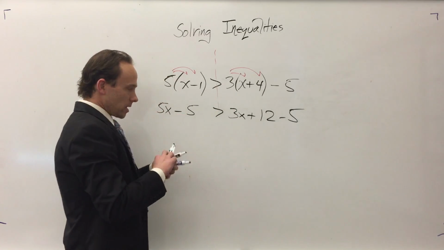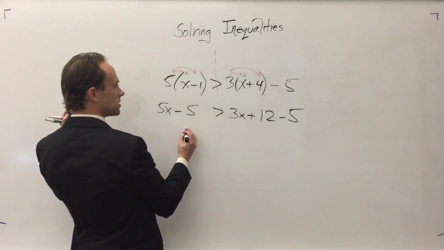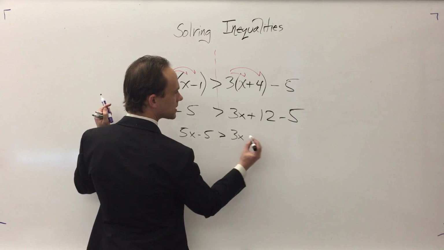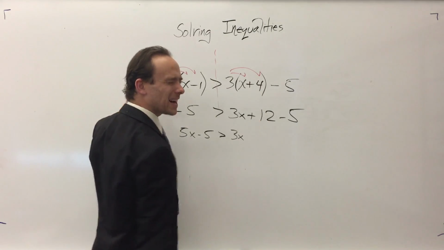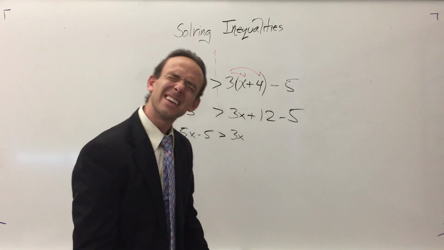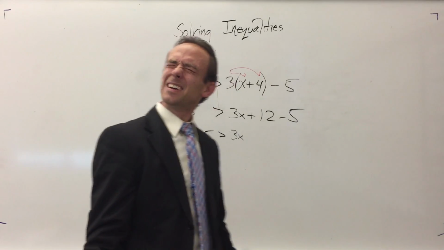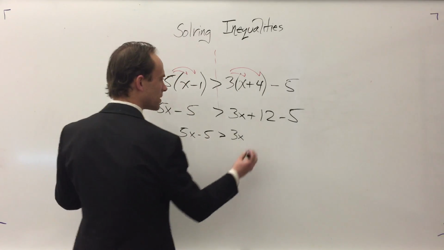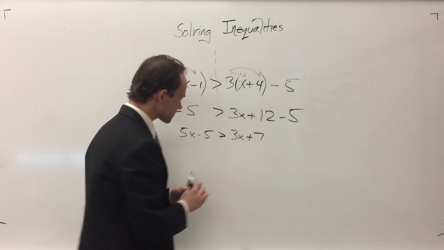So I'm going to do a quick adding of like terms on that side. So I got 5x minus 5 is greater than 3x, then 12 minus 5. 12 minus 2 is 10, minus 3 is 7. All right, so we got plus 7.